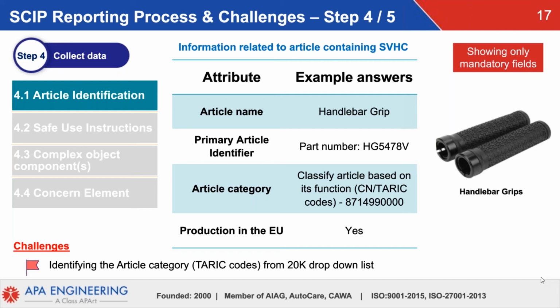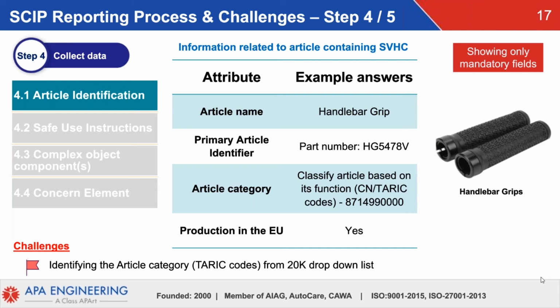The first section is article identification, which has 4 mandatory fields: article name, which is self-explanatory, it can be a simple name; primary article identifier, it can be a simple part number or EAN, GTIN, or catalog number; and the article category, which is also popularly called a tariff code. Filling this attribute is, I would say, a little challenging task, which involves picking the right category from a pick list of 20,000 plus.